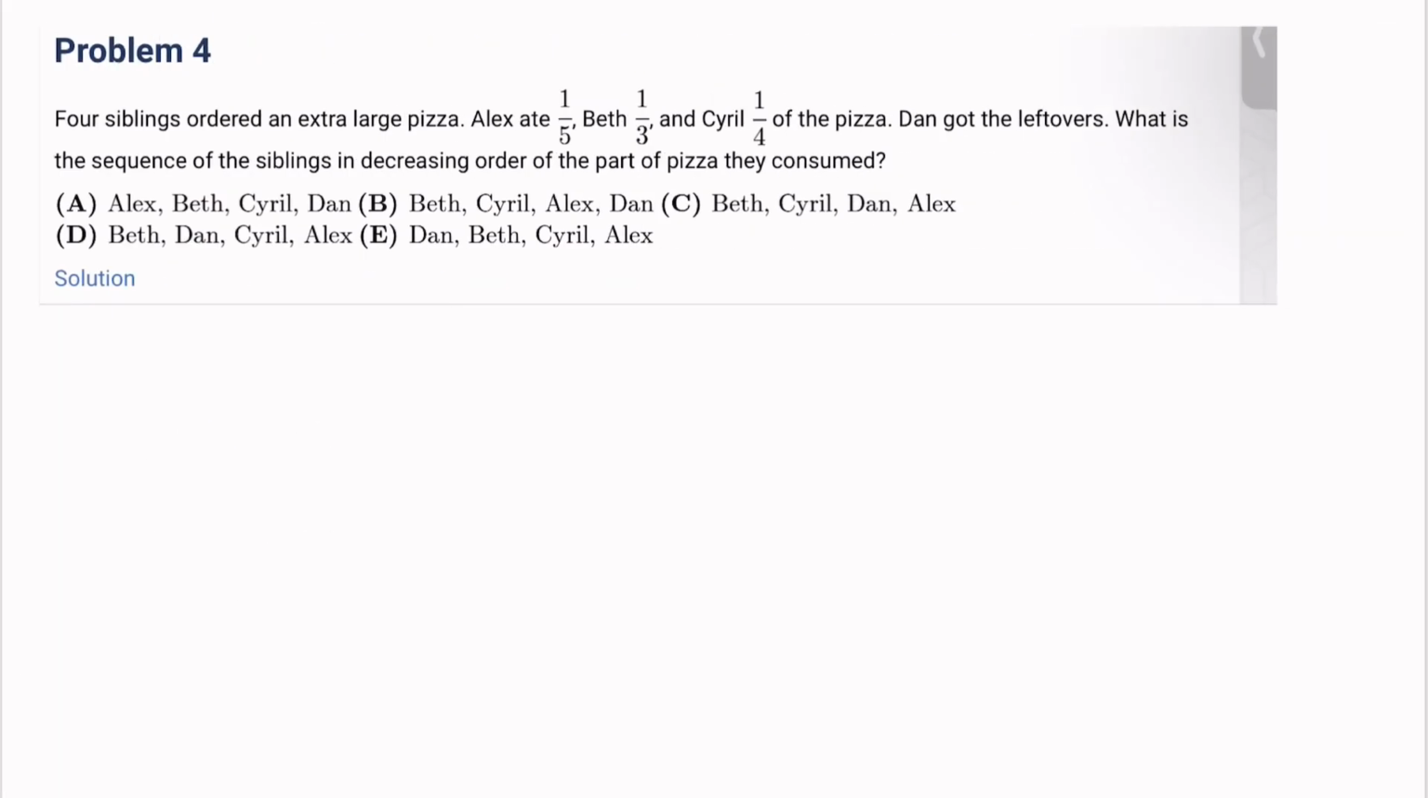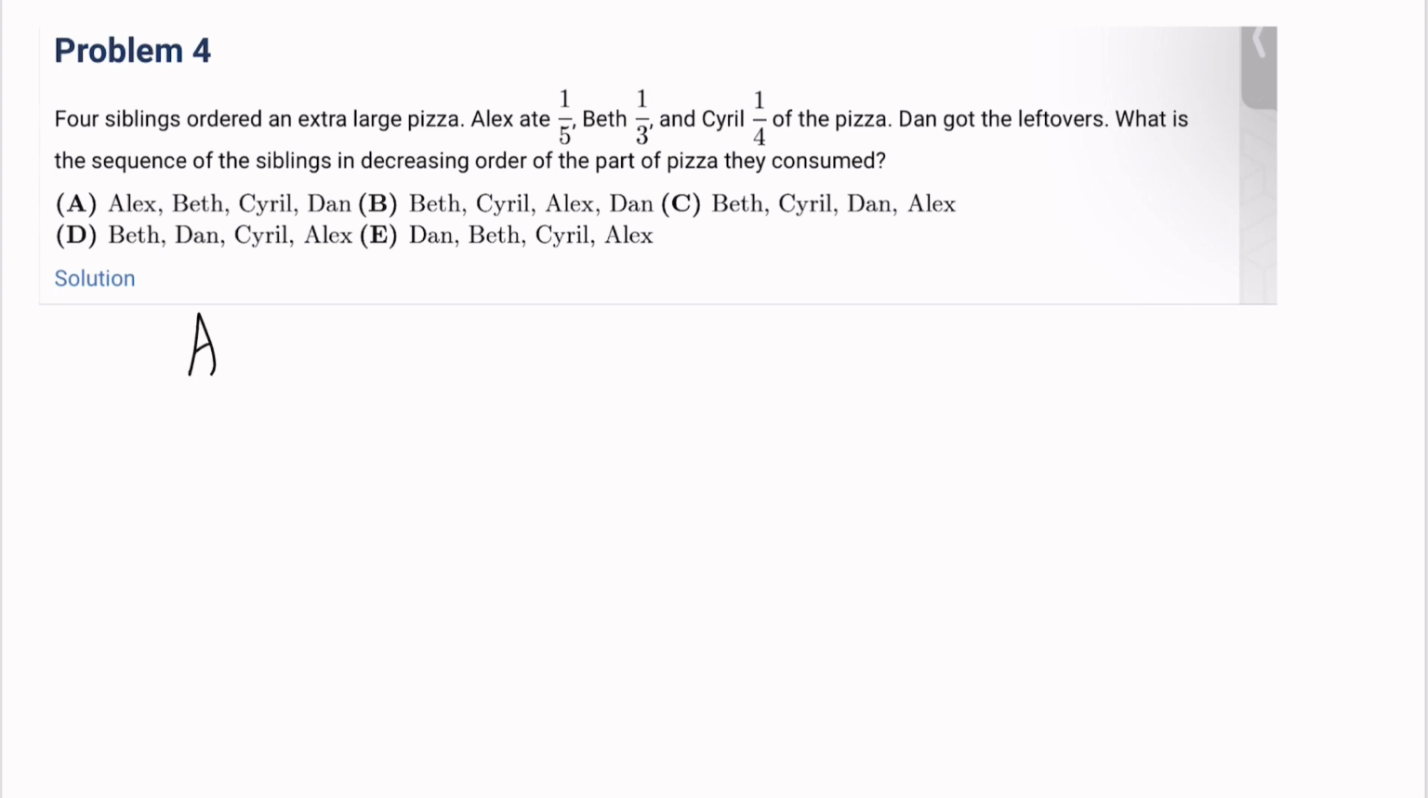Number 4. 4 siblings ordered an extra large pizza. Alex ate 1/5, Beth 1/3, and Sarah 1/4 of the pizza. Dan got the leftovers. What is the sequence of the siblings in decreasing order of the part of pizza they consumed? Okay, so let's make 1/5, 1/3, and 1/4 all with a common denominator. Then we can calculate how much Dan got.